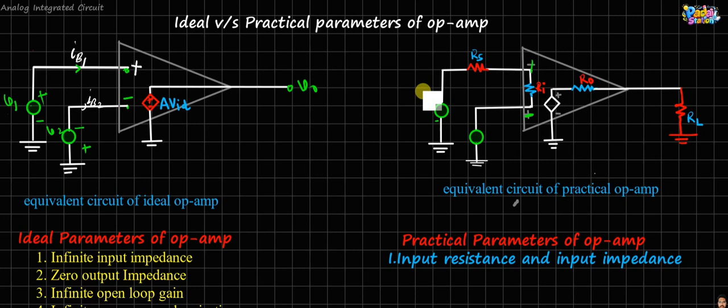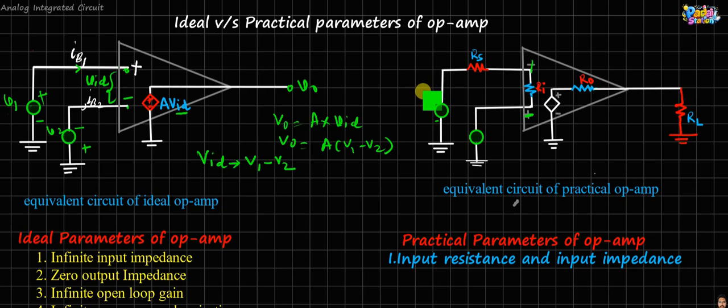The voltage between these terminals is the difference voltage, VID, the differential voltage. VID is V1 minus V2. The output voltage will be A times VID, which means V0 is A times (V1 minus V2). This is the equivalent representation using Thevenin's theorem.